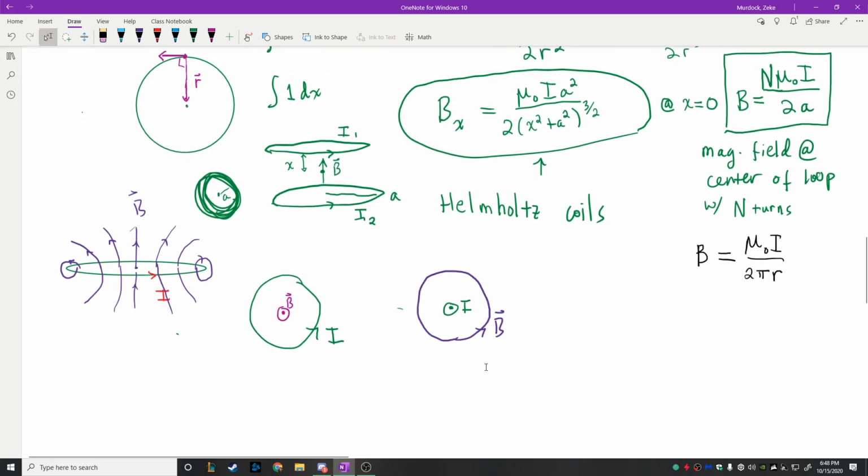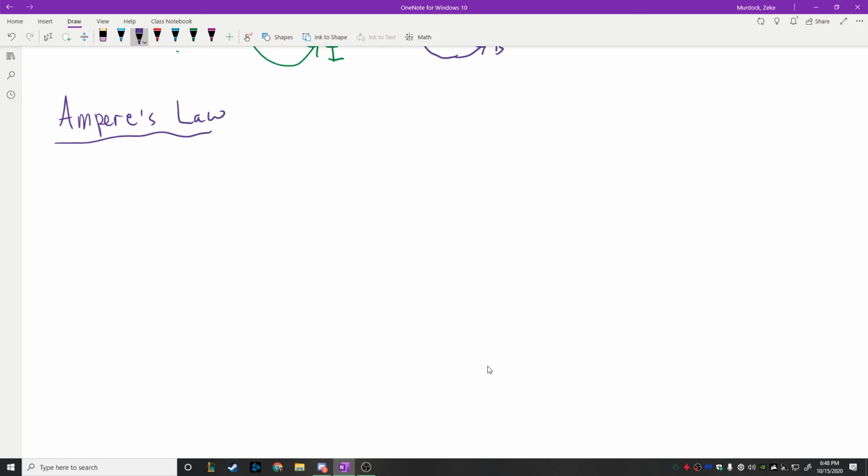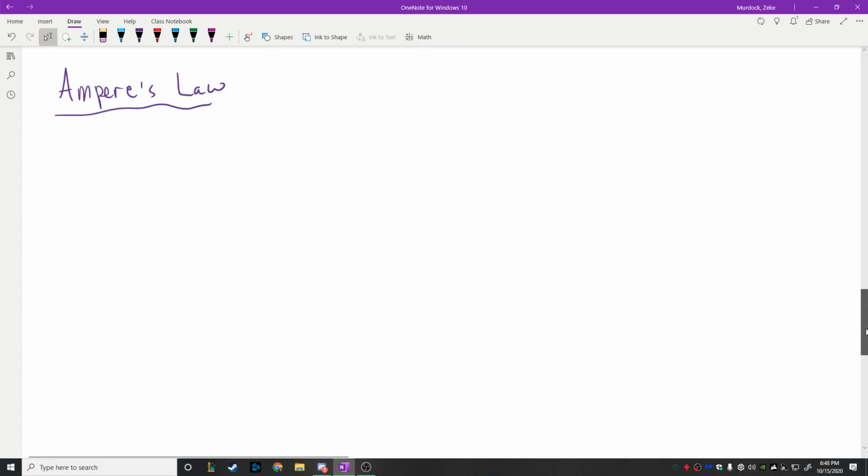Okay, so the last topic for tonight, and I'll just try to get through as much as I can. We'll pick up with whatever I left off in a couple weeks, because we have the exam next week, is what's called Ampere's law. Ampere's law is a little like Gauss's law for current. It's pretty similar.